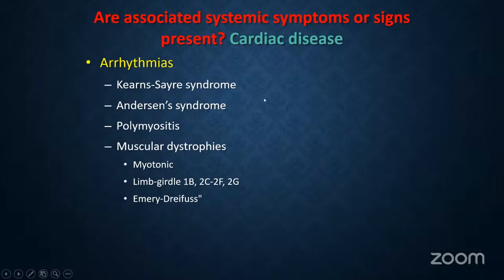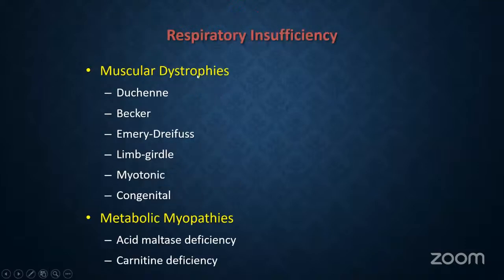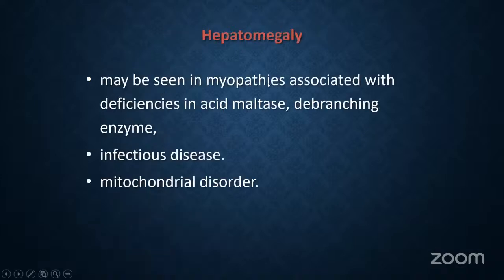Associated symptoms in myopathies are arrhythmias, seen in Kearns-Sayre syndrome, Anderson syndrome, polymyositis, and muscular dystrophies, that is myotonic dystrophy, LGMD, and EDMD. Myopathies with respiratory insufficiency are DMD, BMD, EDMD, LGMD, myotonic dystrophy, and congenital myopathy. Metabolic myopathies may also have respiratory insufficiencies. Hepatosplenomegaly may be seen in myopathies associated with deficiencies in acid maltase and debranching enzyme, infectious diseases, and mitochondrial disorders.